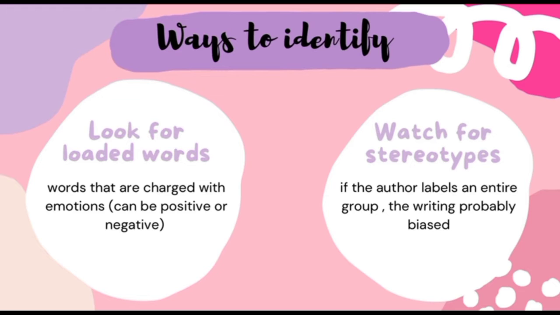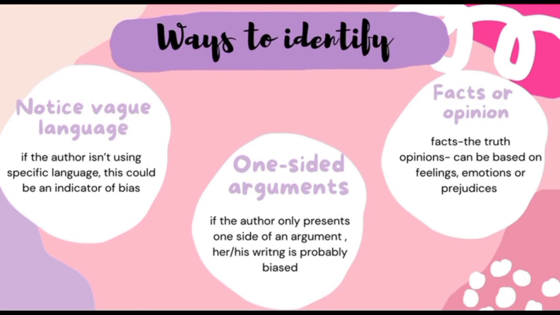Firstly, look for loaded words. Words that are charged with emotion, which can be positive or negative, whereby the authors will reveal their emotion towards the particular writing. Secondly, watch for stereotypes. If the author labels an entire group, the writing is probably biased. Thirdly, we can notice vague language. If the author isn't using specific language, this could be an indicator of bias.